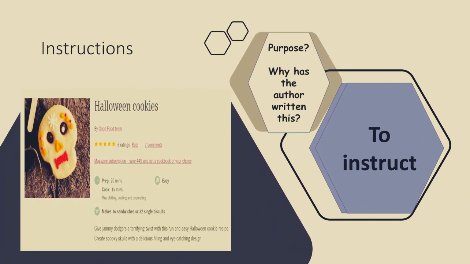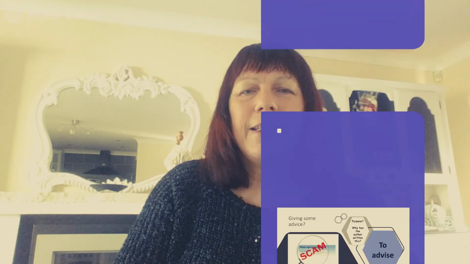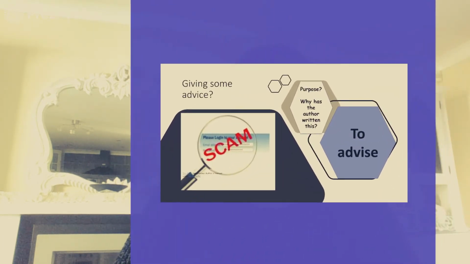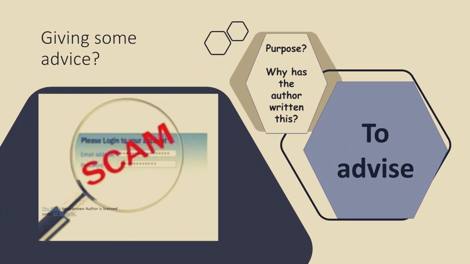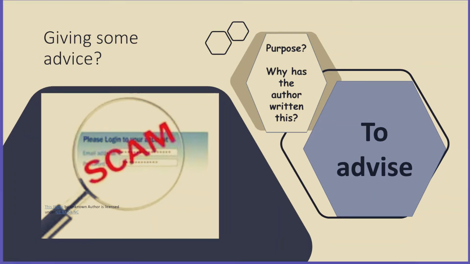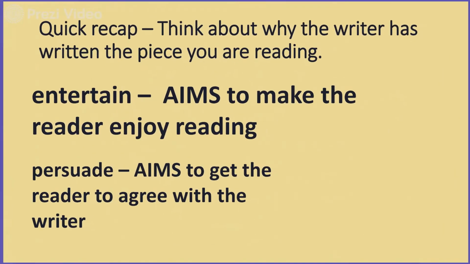So we've just had Halloween and I wanted to make some Halloween cookies. I needed to look at the recipe because that instructed me how to make them. So recipes, easy. Instruct. And what about if you want to give some advice? There's lots of advice at the moment about scams to make sure you keep yourself safe. But advice is the noun, it's the piece of writing or the piece of advice that's been given. To advise is your verb. That's what you're doing. You're advising somebody when you're giving them some pointers or helping them with some points.